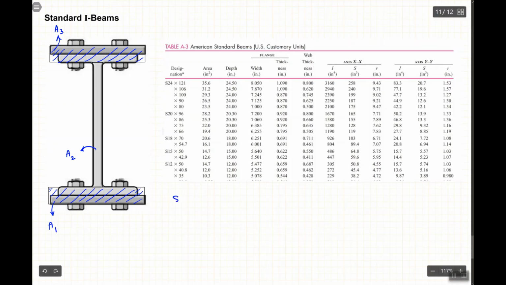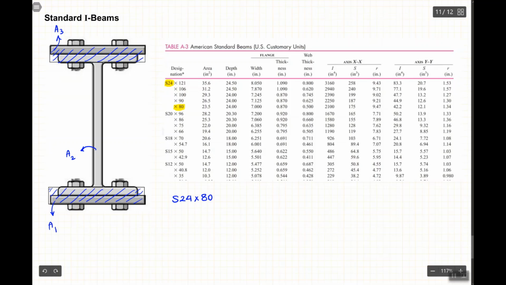For example, the market or the online seller tells you, do you want an I-beam of S24 multiplied by 80? Each of these numbers is a standard code, and they have a meaning. For example, S may refer to steel, like the I-beam made out of steel. Then 24 has a meaning, 80 has a meaning. How can we find them out? Let's say first we find S24 multiplied by 80. So that's the beam that we are interested in.